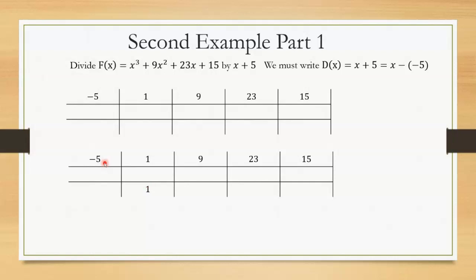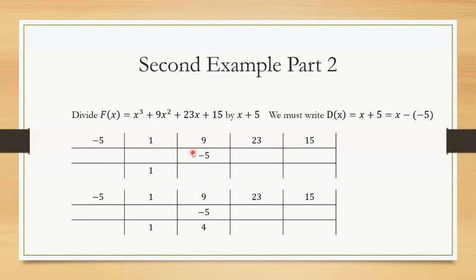Now what's going to happen next is negative 5 times 1 is negative 5. That's going to go here, which is shown on the next slide. And then you add and you get 4. That's what's happening. Next is negative 5 times 4. That's negative 20, right? That's going to go here.